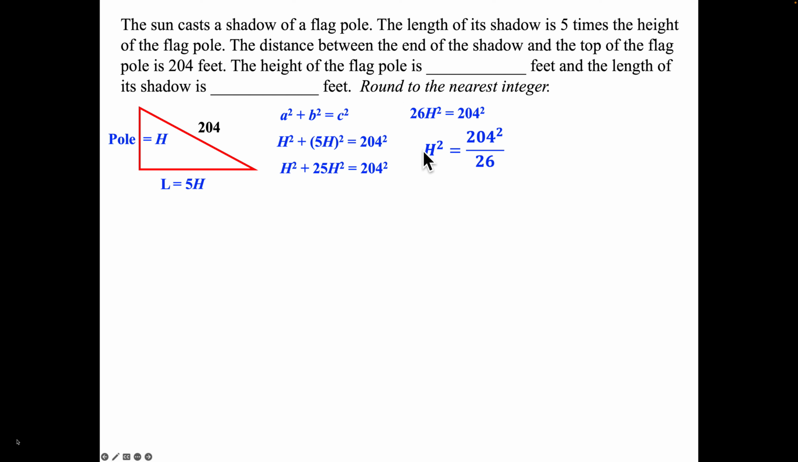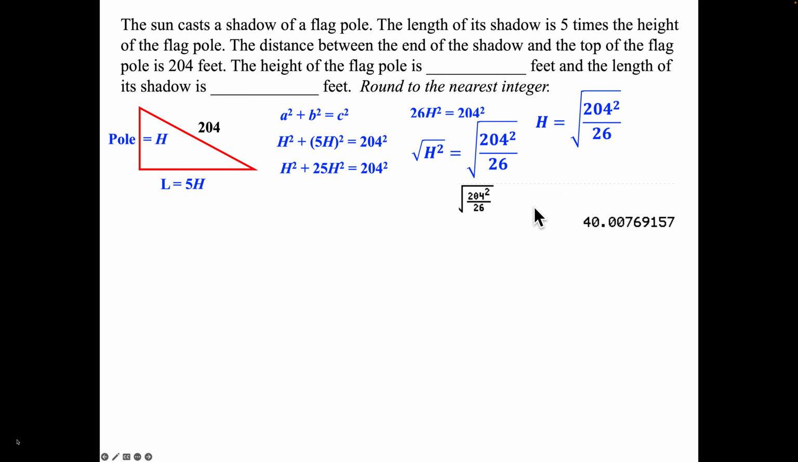Now to solve for h, I'm going to take the square root of both sides. So the height is the square root of 204 squared over 26. Go to my calculator. I type that in just as I see it. I get 40.00769. They said round it to the nearest integer. So the height of my flagpole is 40 feet. Now, what's the length of the shadow? Then we're going to take 40, plug it in for h here, 5 times 40. That's going to be 200 feet.